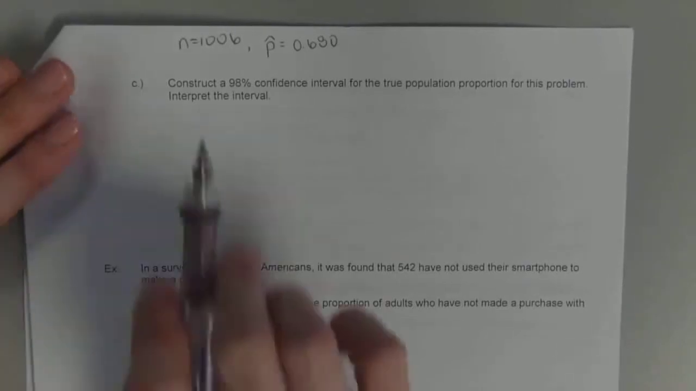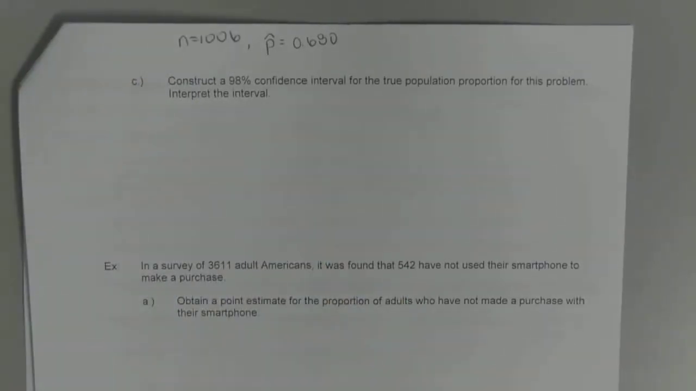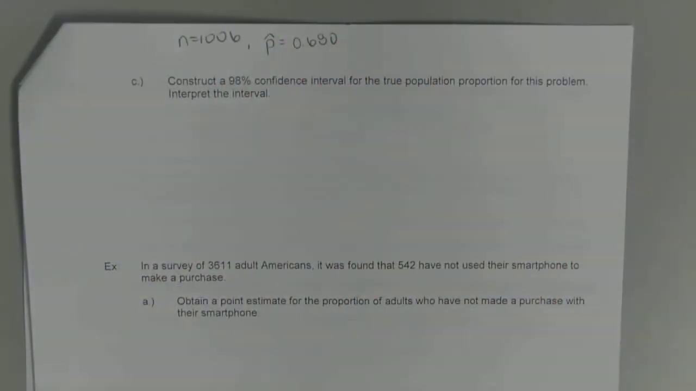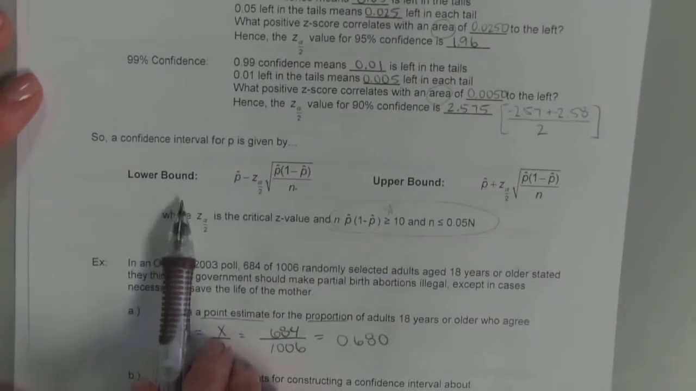Kind of keep that in mind. That's just what was given to us. All right, so we're going to construct a 98% confidence interval for the true population proportion for this problem. So you keep your notes here. I'm going to flip back to the formula. I kind of skipped the formula. I got excited here, okay?